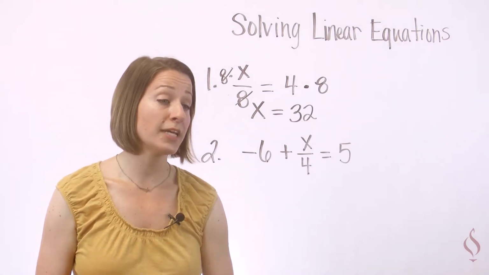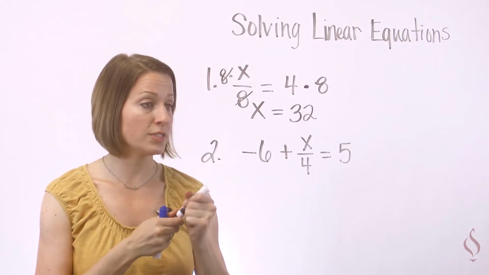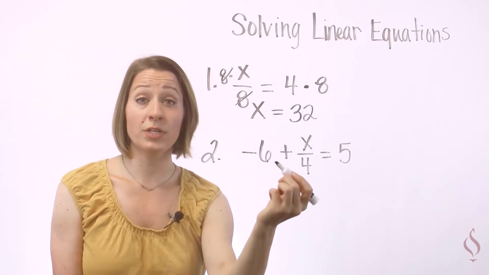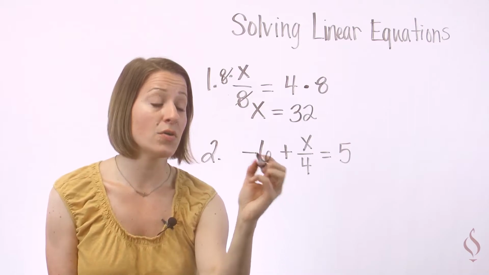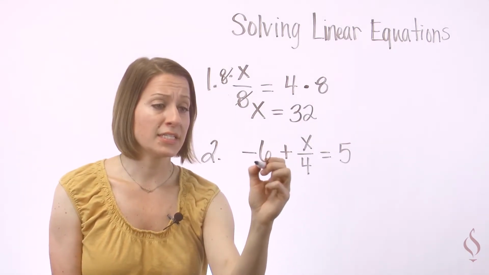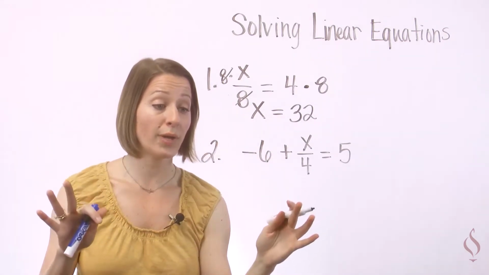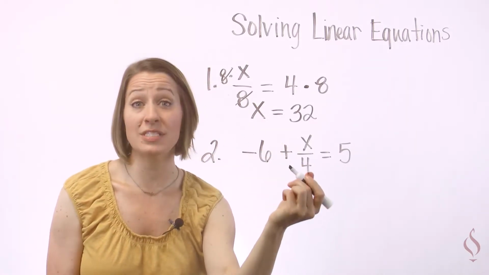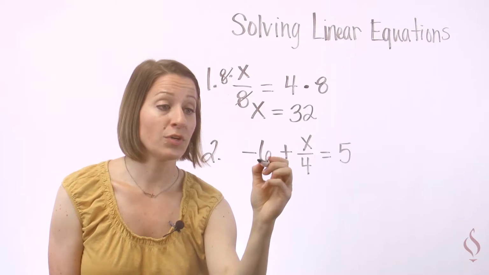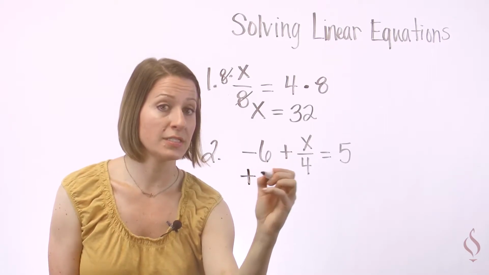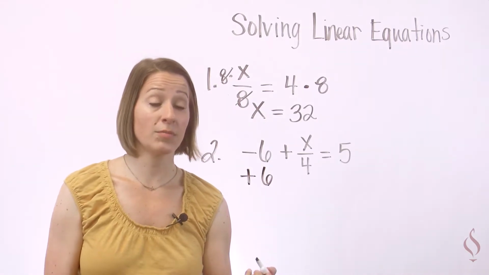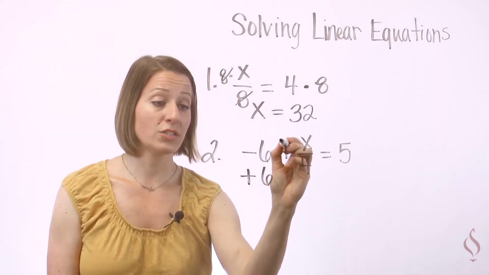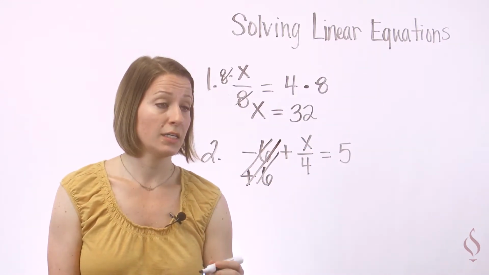If you look at this problem, -6 plus x over 4 equals 5. This number right here is what we're going to move over first. Right now, the value -6, we want it to go away. We want this whole value to equal 0. To do that, we're going to put the opposite operation and the same number, 6, because -6 plus 6 is 0. So you can cross this out because we're done over here.